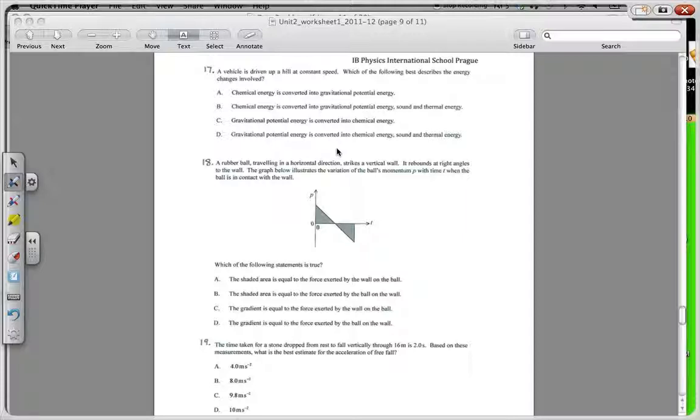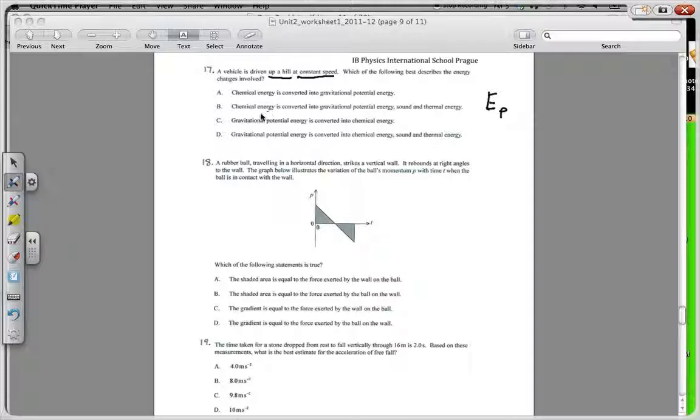In this case, it's driven uphill at a constant speed. So constant speed, what energy has remained the same? The kinetic energy. But because it's driven uphill, what energy is being increased? It is your EP, your potential energy. Which of the following best describes the energy changes?